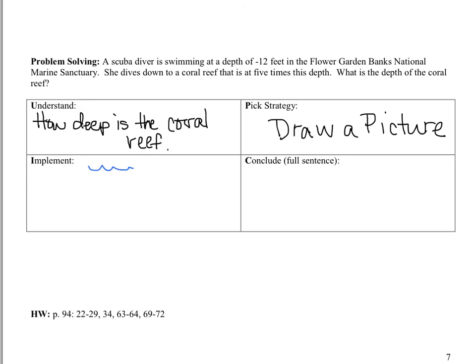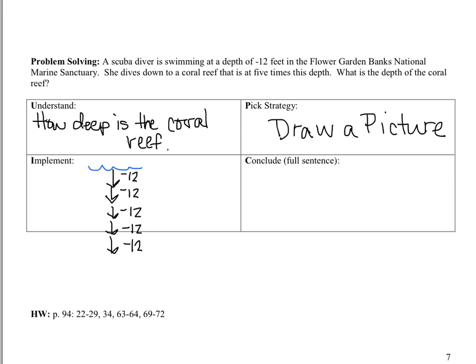So continuing on my beach theme, there is the water, and she is diving down to a depth of negative 12. Well, she is going to go down to a depth that is 5 times that. So that means in all, we should have 5 groups of negative 12. So I'm going to draw another arrow of my negative 12. I'm going to keep going until I have 5 of them.